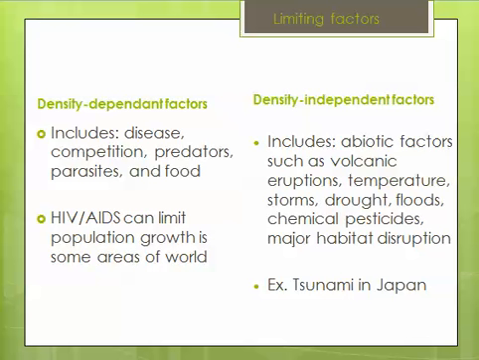Populations are affected by limiting factors. These factors include things such as availability of food and water. These things can affect the number of individuals that are able to survive in an area. The density of the population is how closely packed the organisms are. The limiting factors can be both dependent on the density or not dependent on the density. The examples are listed above.